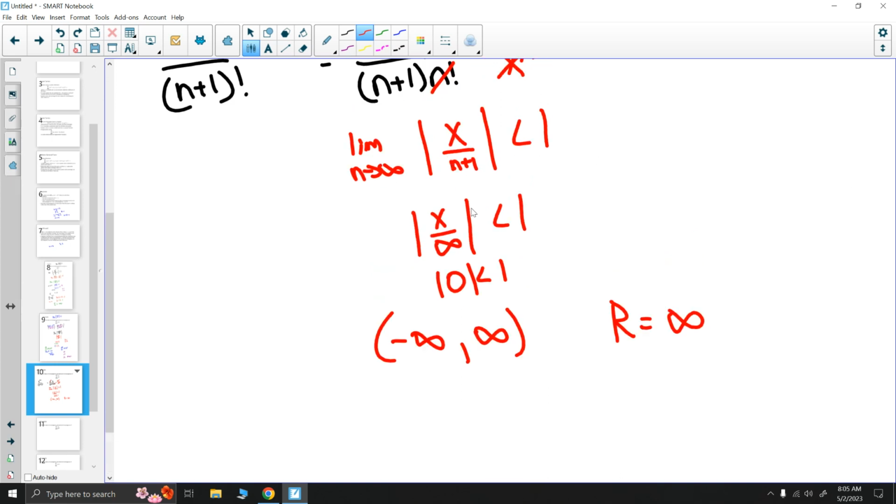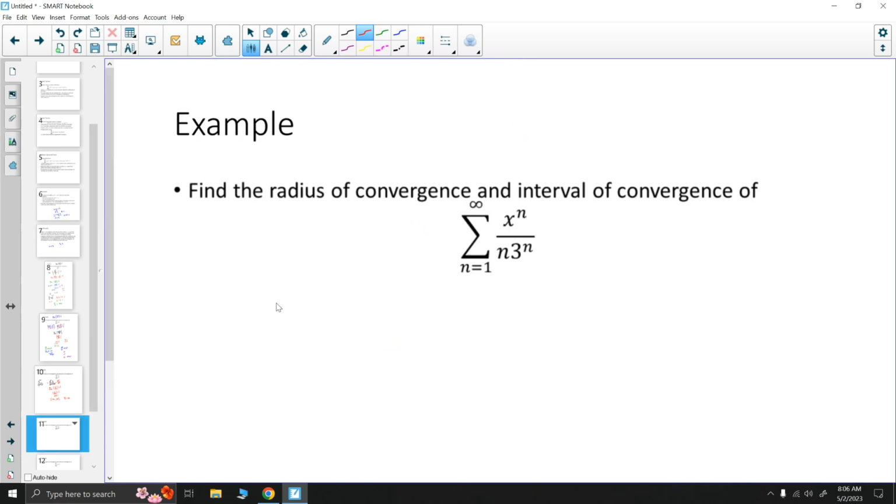So again, in this case, all x's will lead to this. So when x is 1, well, that would be 0. When x is a million, it's 0, and so on and so forth. Okay. Let's take a look at another one.